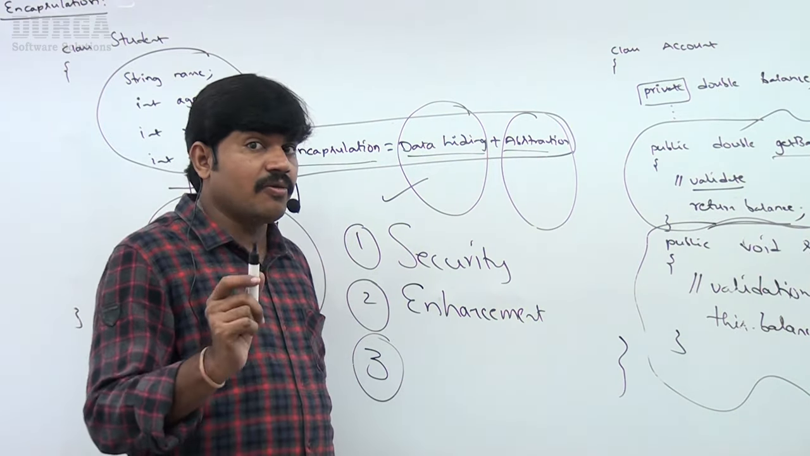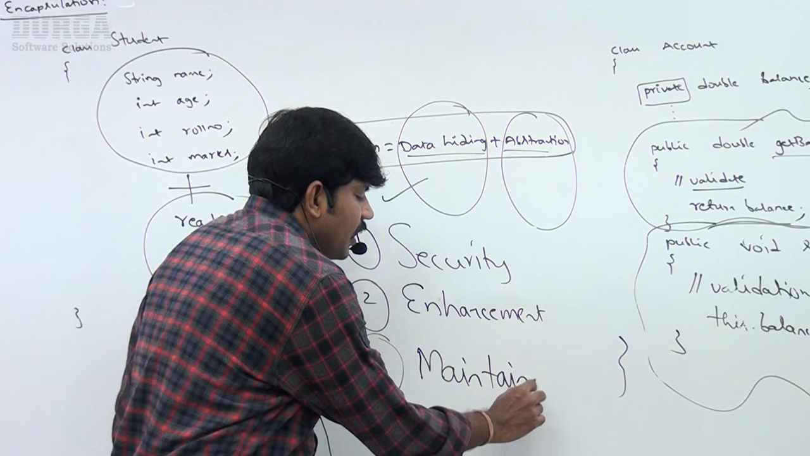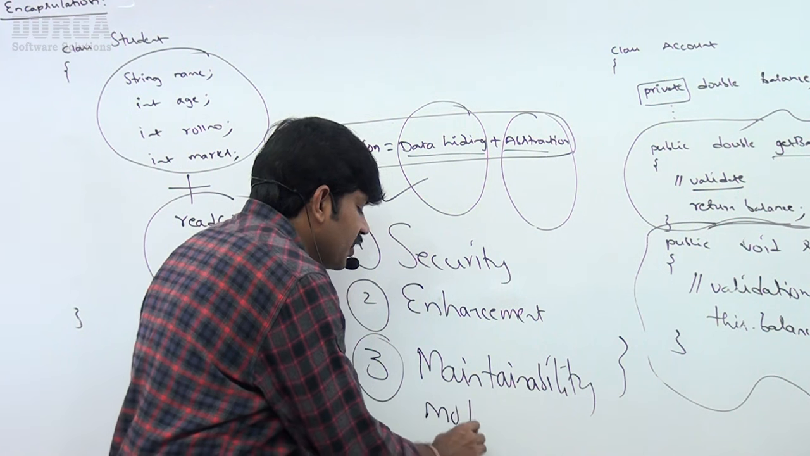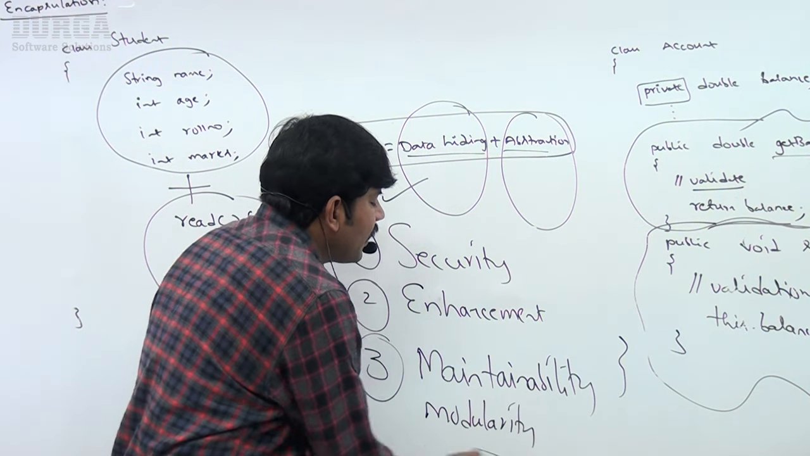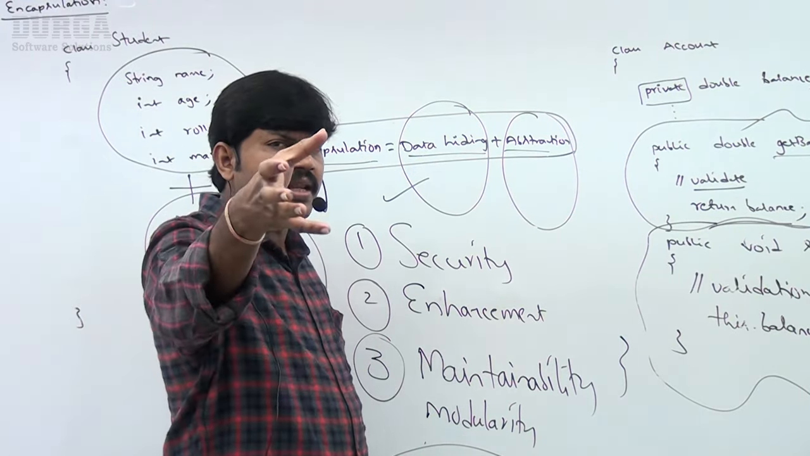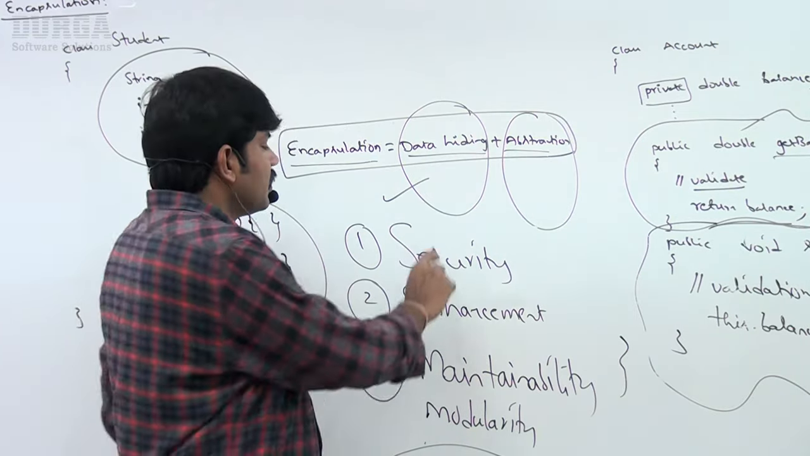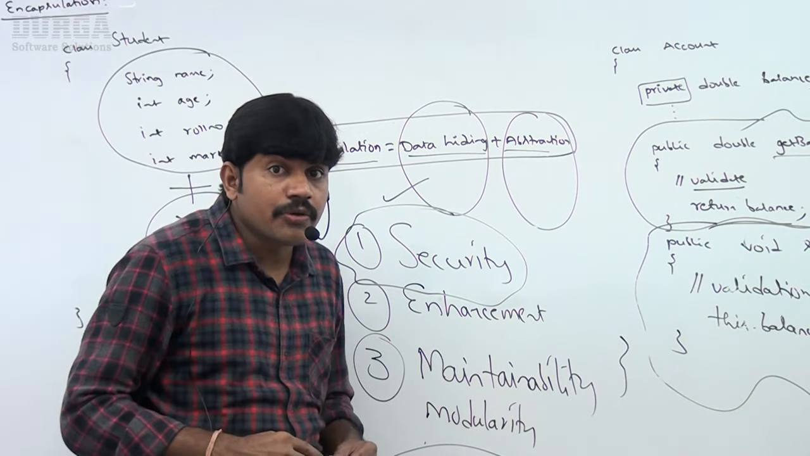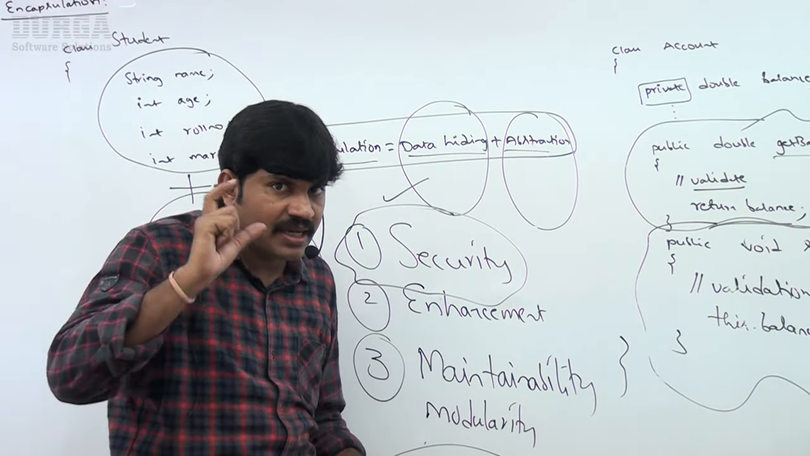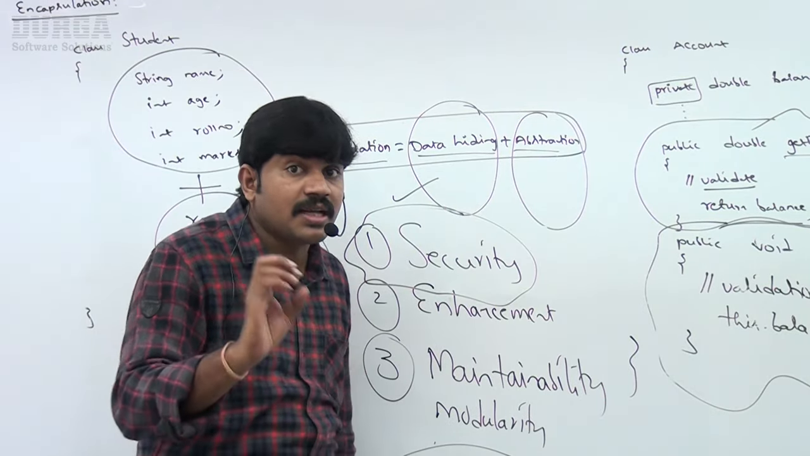Third, the biggest thing we are going to get is maintainability of the application, and modularity of the application will be improved. Are you getting? These are the advantages of encapsulation. But among all these, the main important advantage whenever we use data hiding, abstraction or encapsulation, the biggest advantage is security. The first group of OOPS concepts is security. The main target is the word security.